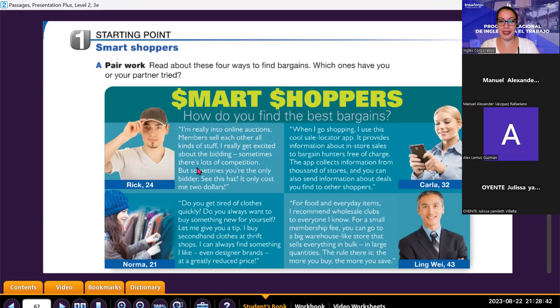Okay, good. Is there any question about this part of the reading? No questions? Okay, so let us continue with Carla, 32 years old. Who wants to read about Carla? Me, teacher. Thank you, Aymara. When I go shopping, I use this cool sale locator app. It provides information about in-store sales to bargain hunters free of charge. The app collects information from thousands of stores, and you can also send information about deals you find to other shoppers. Excellent. Thank you so much for reading, Aymara.